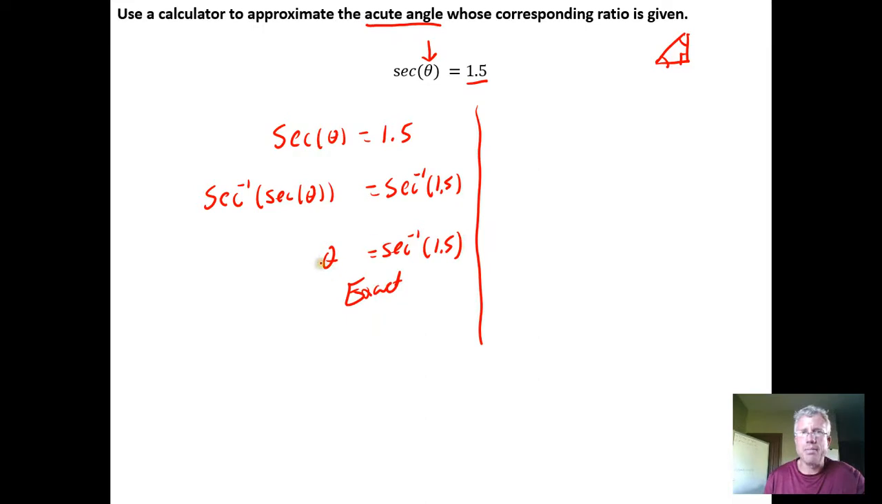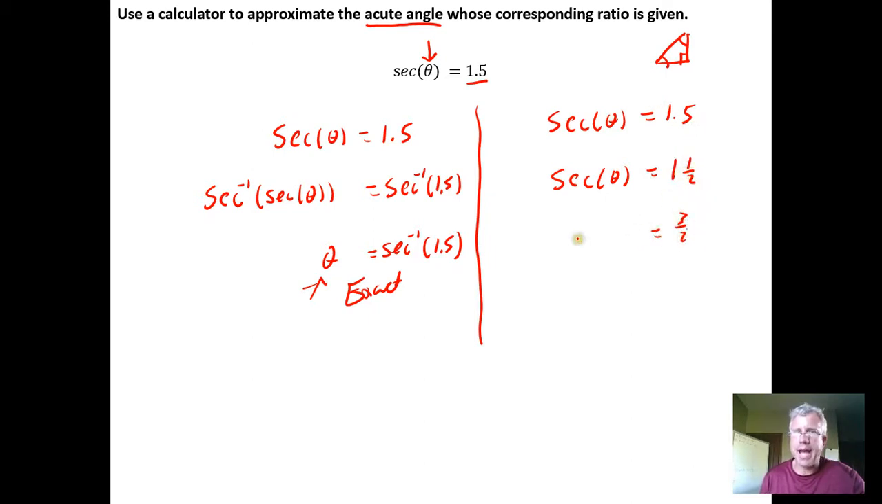If I want to approximate it, the issue is that there is no secant inverse key on the calculator. So if I want to know theta approximately, what I want to do is take my secant of theta equals 1.5 and recognize that the secant is the reciprocal of the cosine. So maybe even an easier way to do this is to recognize that 1.5 is the same as 3/2.